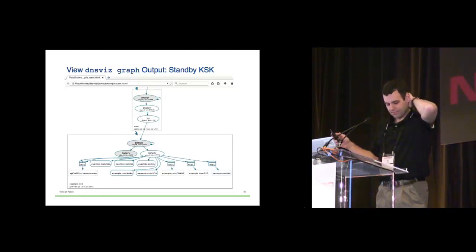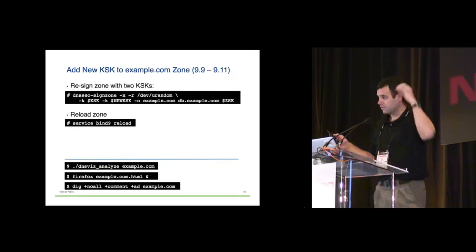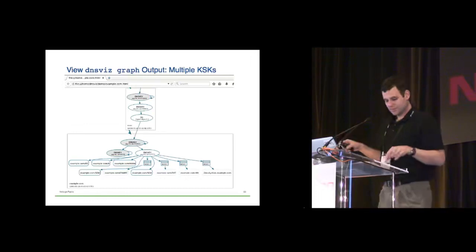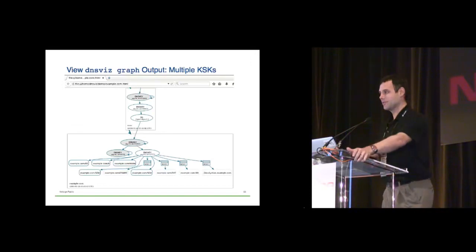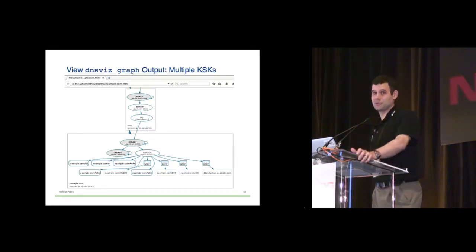Let's go ahead and do 9.9 through 9.11. And we are now going to, let's see, where are we? Oh, we're going to sign the zone with that key. So we're now actually going to be signing with two keys. Excuse me, I'm trying to keep up with my slides and my notes and seeing which one is more accurate. Okay, so we've got multiple KSKs. We now have that key that was published, and we're now going to be signing with it. We haven't broken anything yet, but don't worry, we will shortly.